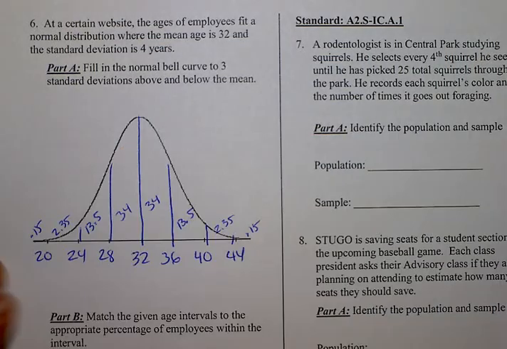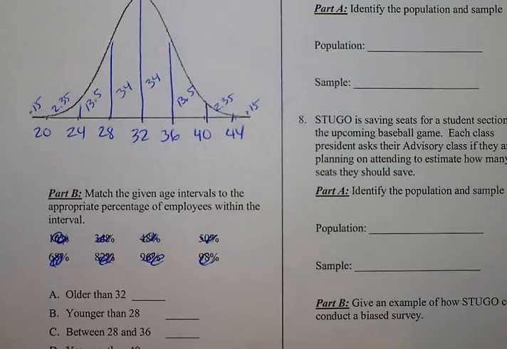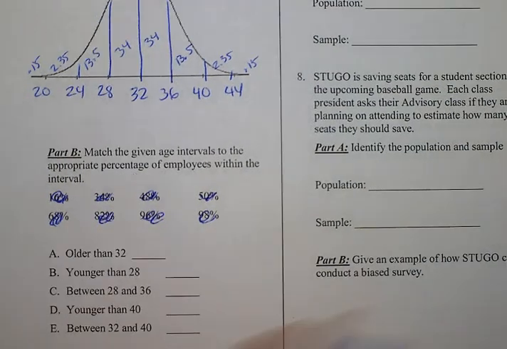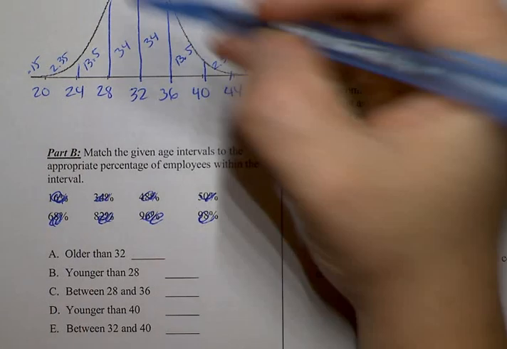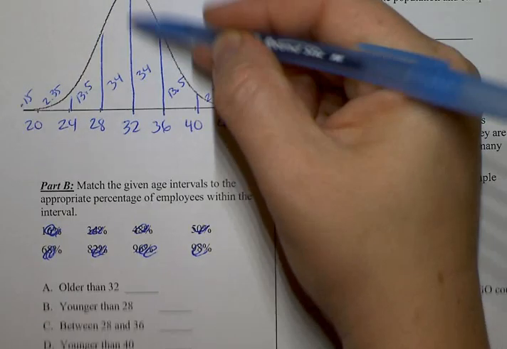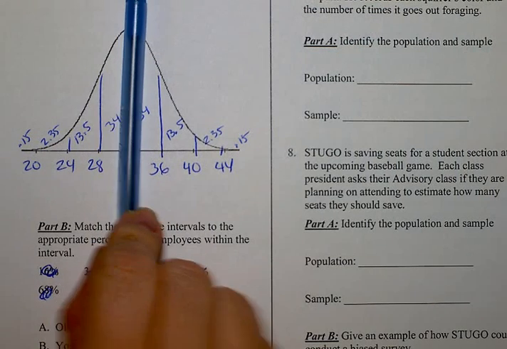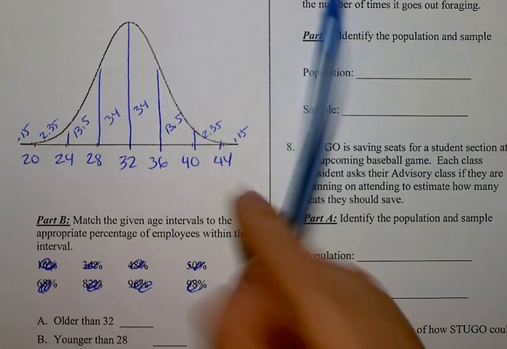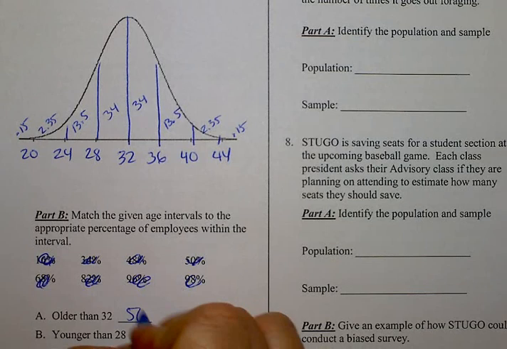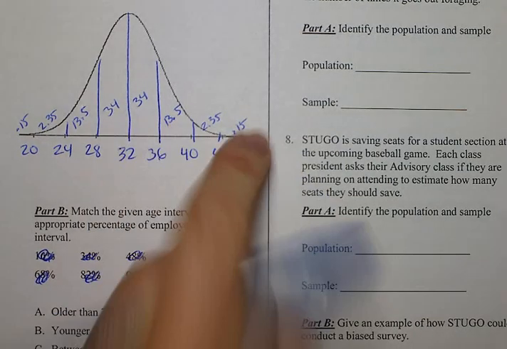Okay, so this problem is a little bit different. This problem gives us 5 different options, and they want us to come up with the percentage that falls into the normal distribution curve up above. So older than 32. 32 is right here. If you're older, you're to the right. So if you add up everything to the right, well, it's half the curve. Half the curve is what percentage? That was an easier one, but you could add up these 4 and you'd still come up with 50.